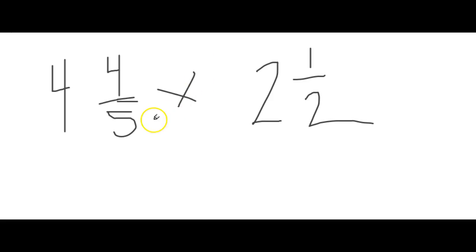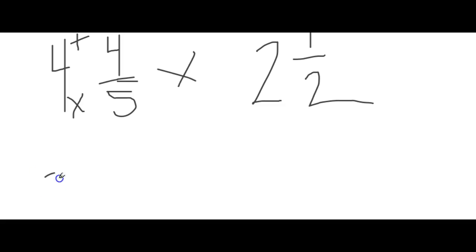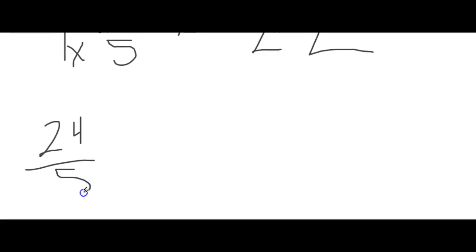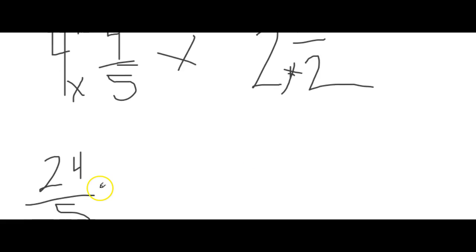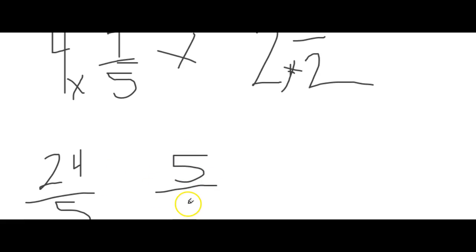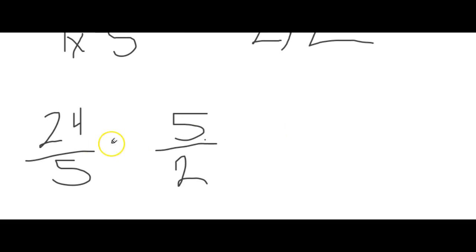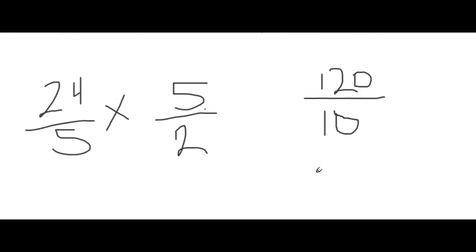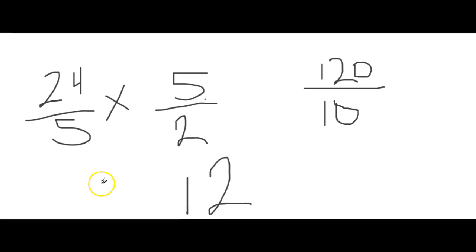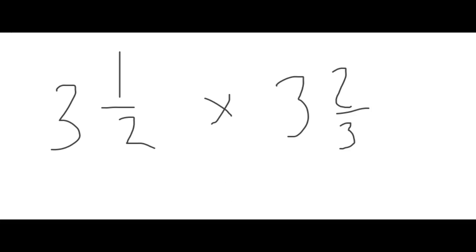Assuming that you paused it, let's work it. 4 times 5 is 20. 20 plus 4 gives you 24 over 5. 2 times 2 is 4, plus 1 is 5 over 2. So now you have 24 times 5, and that is 120. 5 times 2 is 10. This is a nice even one. 120 divided by 10 is an even 12. I want you guys to try this one now. Pause the video, try it.